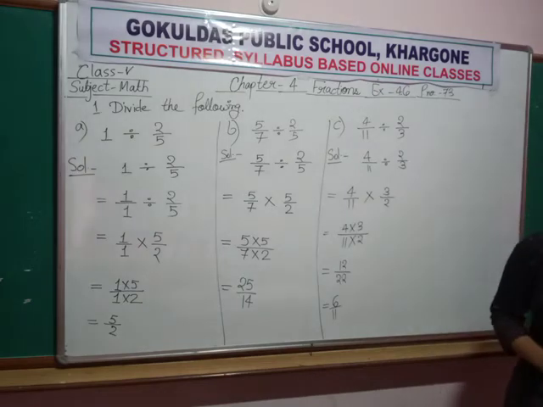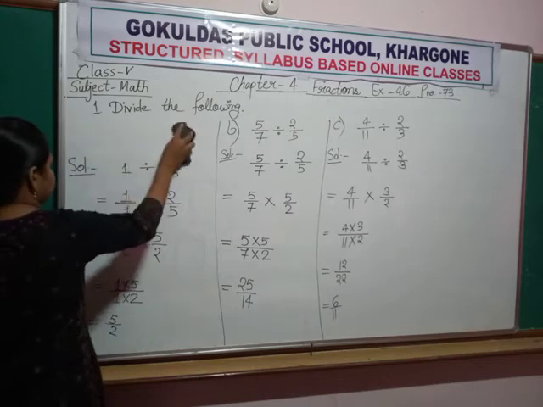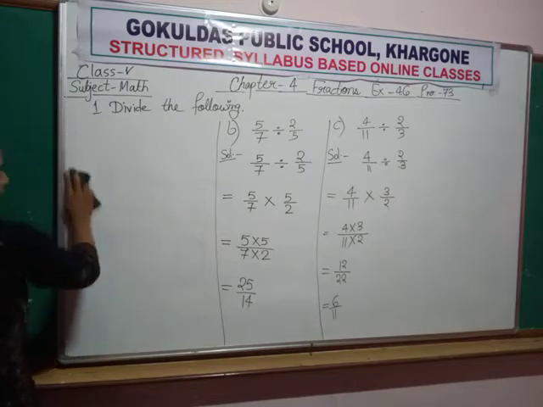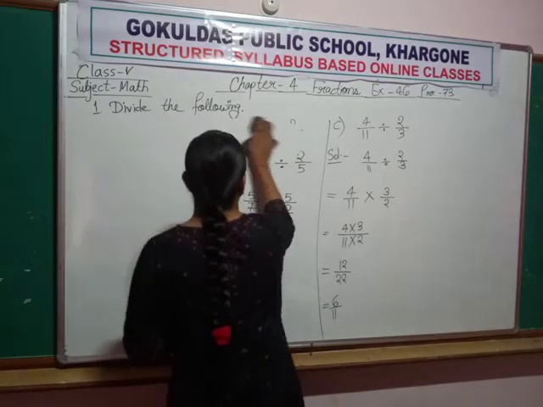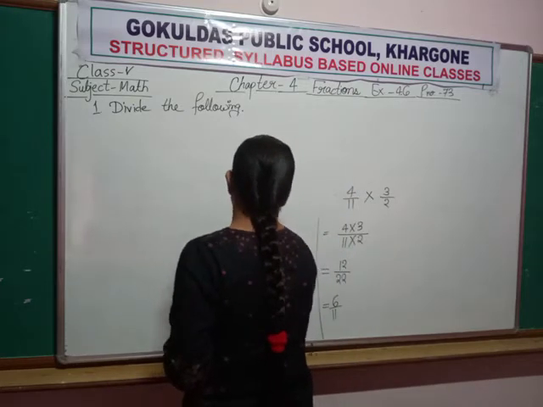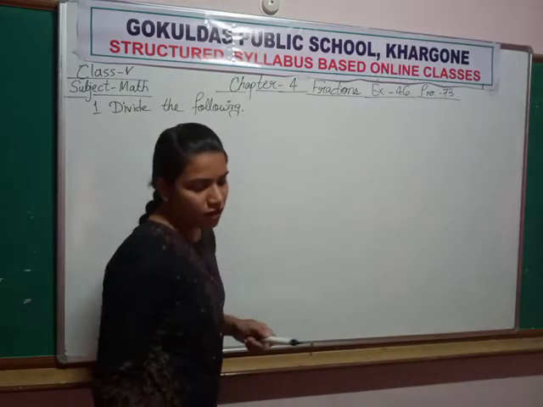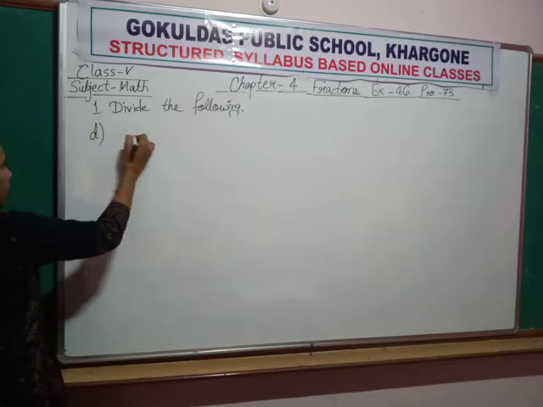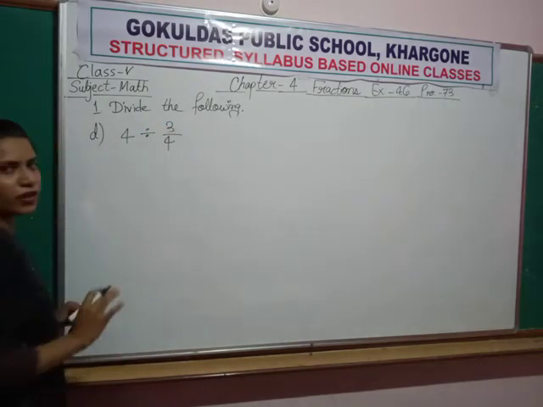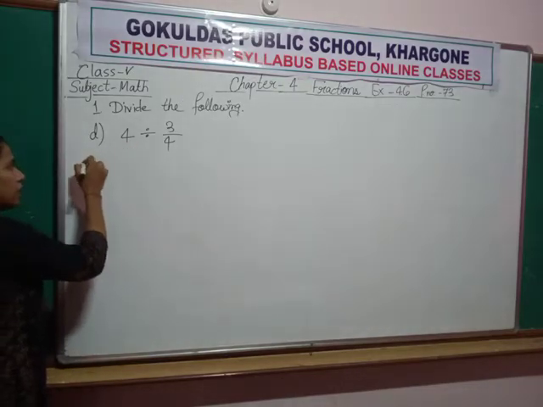I hope you understand this. Now, question number D. In question number D, your first number, that is your dividend, is a whole number. 4 divided by 3 upon 4 is your given question, right? So here when you observe, first number is a whole number.